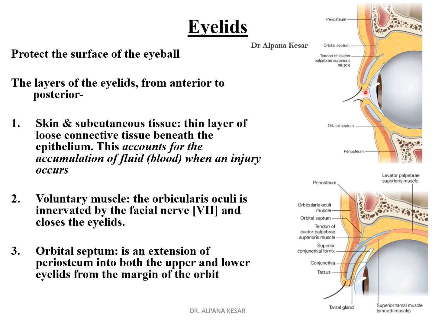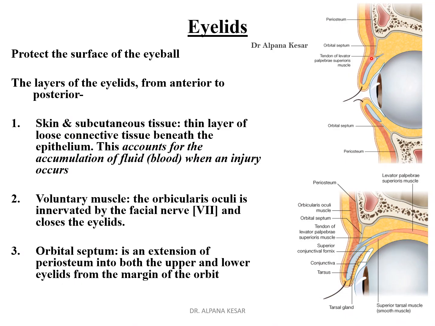Eyelids. These are the eyelids. Eyelids help in protecting the eyeball. The layers of the eyelids from outside to inside include skin, which is the outermost layer. Deep to it is present a thin layer of loose connective tissue where the blood and the fluid accumulates at the time of injury. Next to that is the layer of the voluntary muscle, that is orbicularis oculi, which helps in closing the eyelids and is innervated by the seventh cranial nerve, that is the facial nerve.